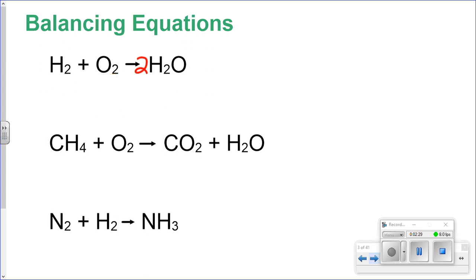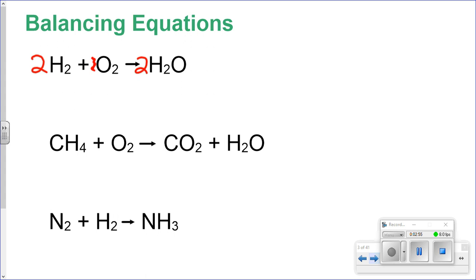But you'll notice that something else happened too. I had two hydrogens before, but now with putting the two in front, it multiplies it by 2. So there's actually 4 hydrogens on this side. So let's put another coefficient here, and we end up with 2 hydrogen molecules on the left side. So your coefficients are really 2, 1, 2. You wouldn't write the 1, it's understood. Okay? Let's try the next one.